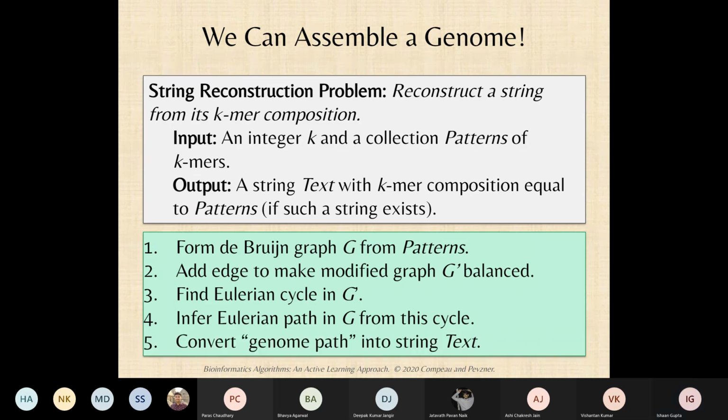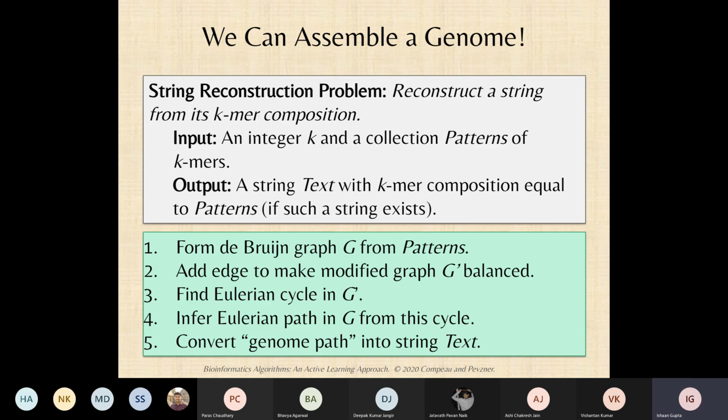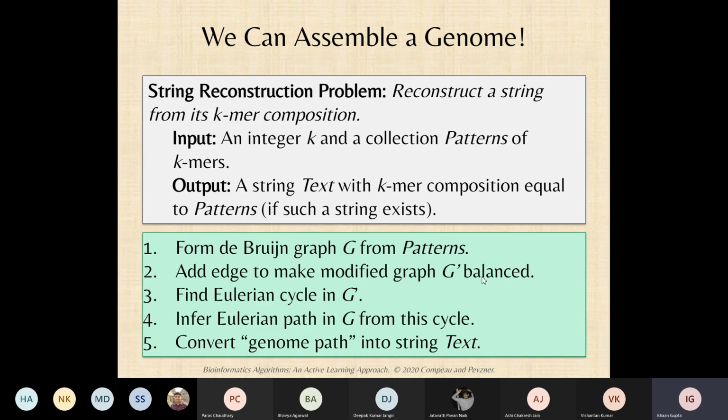All right, is this clear? You convert this genome path into the string text. Is this clear for everybody? Yes, sir. So given patterns, if I would ask you to make a De Bruijn graph from patterns, and then make all these intermediate things like the De Bruijn graph, the balancing of the De Bruijn graph, then finding the Eulerian path in the De Bruijn graph, and then converting that path into a text, I hope everybody can do it now.